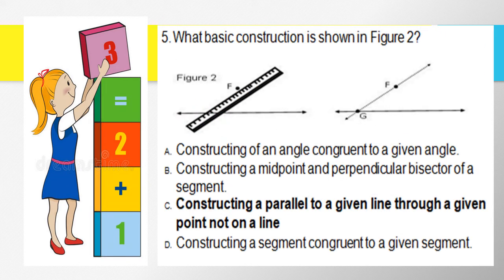Number 5. What basic construction is shown in figure 2? A. Constructing an angle congruent to a given angle. B. Constructing a midpoint and perpendicular bisector of a segment. C. Constructing a parallel to a given line through a given point not on a line. D. Constructing a segment congruent to a given segment. The answer is letter A. Constructing an angle congruent to a given angle. So, the given angle there is angle G. So, the answer is letter A.